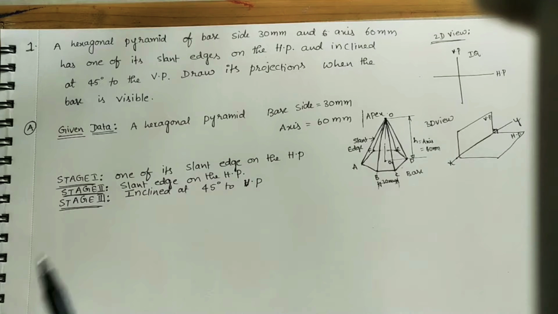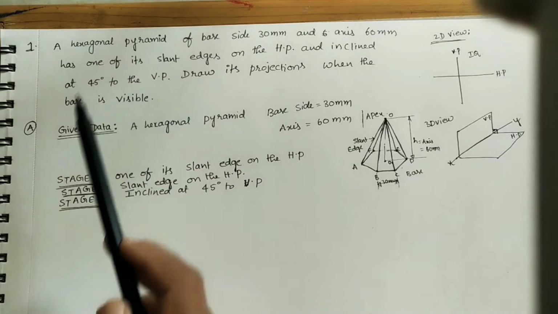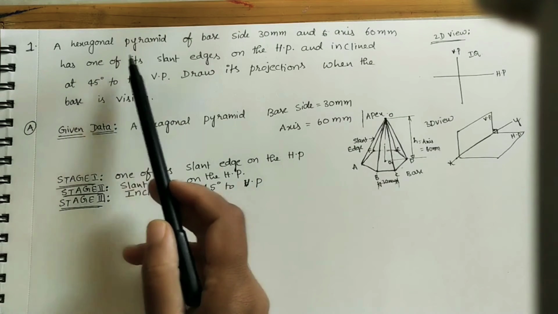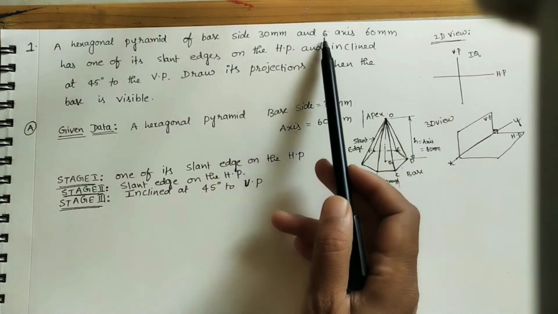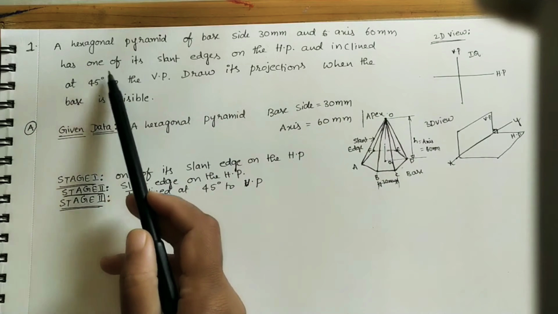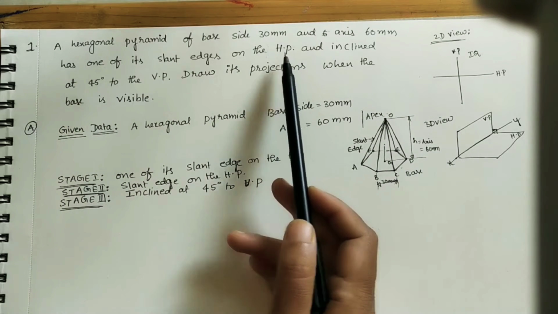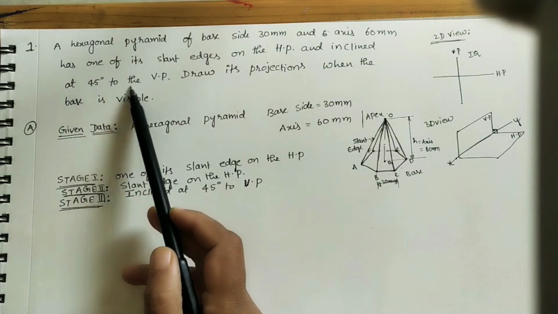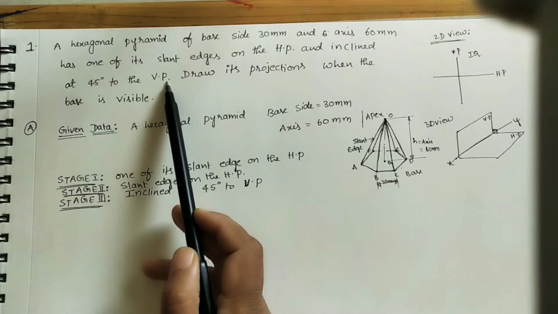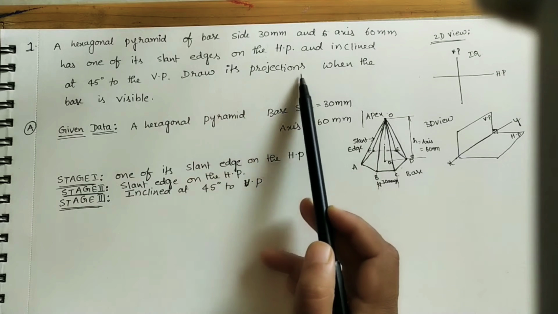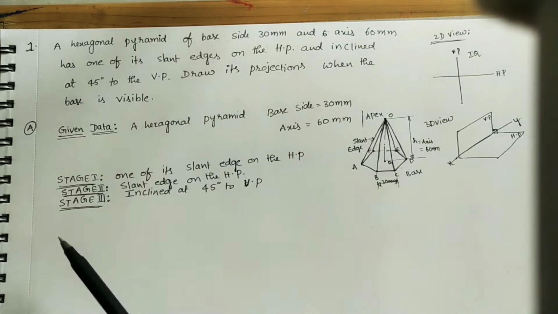Let us discuss how to do the projections of a given hexagonal pyramid. The given question is: a hexagonal pyramid of base side 30 mm and axis 60 mm has one of its slant edges on the HP, HP means horizontal plane, and inclined at 45 degrees to the VP, VP here means vertical plane. Draw its projections when the base is visible.